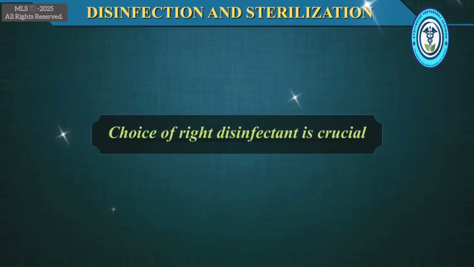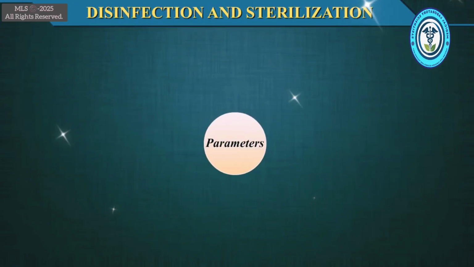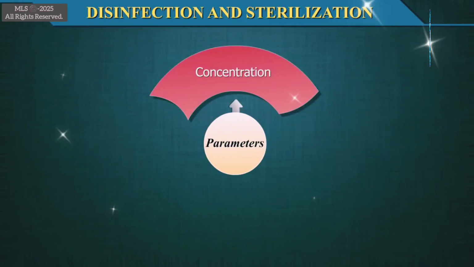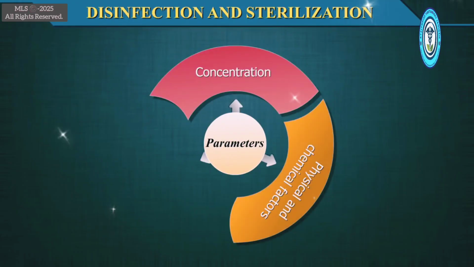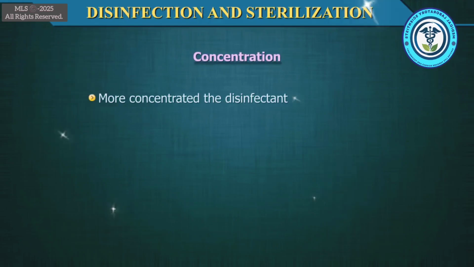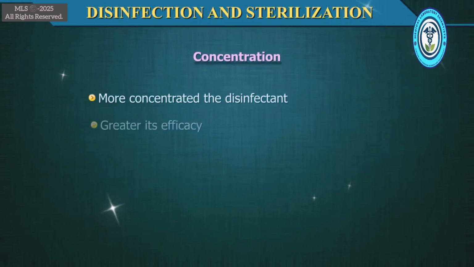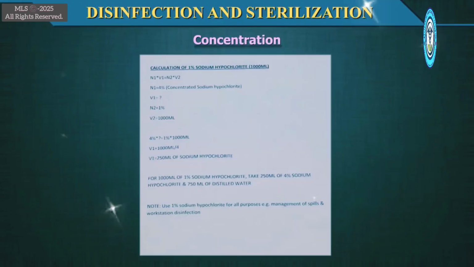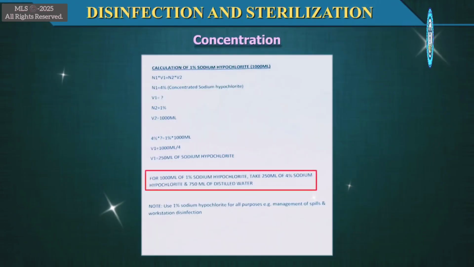Choice of the right disinfectant is very crucial. The parameters that are important are concentration, physical and chemical factors, and exposure time. Concentration. An optimum concentration of disinfectant ensures greater efficacy and it takes a short time to achieve microbial kill.